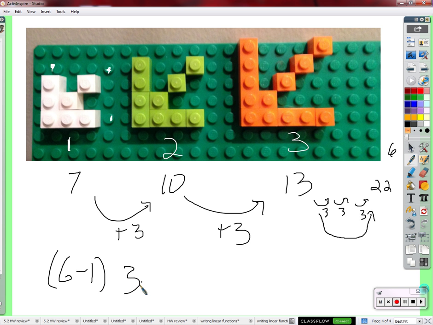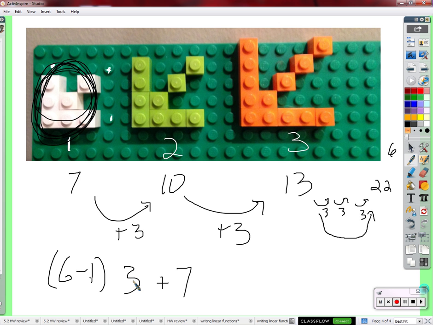We should get 22, though, right? So you have to take 15 plus 7. Why plus 7? Okay, so there's 7 blocks in the first one. This 5 times 3 only counts how many blocks we would have to add on to the first one to get the 6th one.